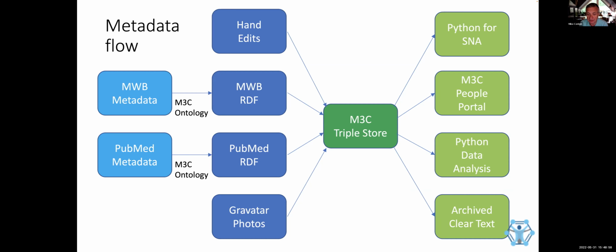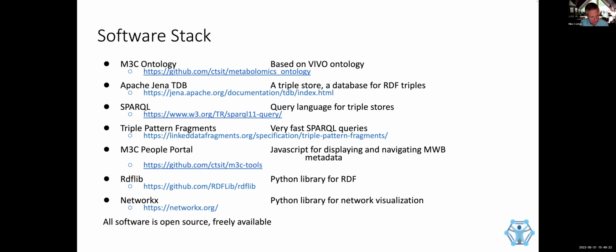And then the triple store, the 1 million triples, can be used by Python for social network analysis, is the database that's used to back the M3C people portal as a real live application. We can do Python data analysis off the triple store, and we can archive the triple store as clear text. The software that we use is all very standard software. All the software is open source and freely available. The M3C ontology is in GitHub. It's based on the VIVO ontology, a previous project that we were involved with to represent scholarship.